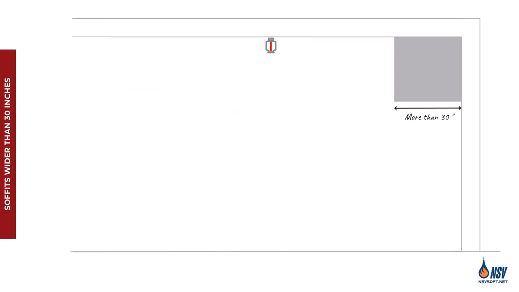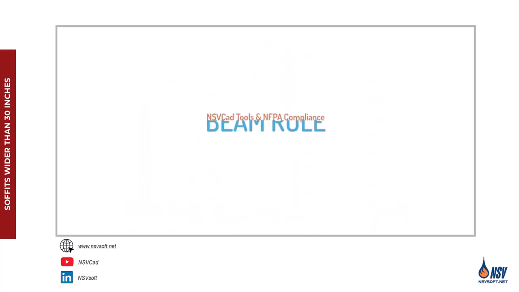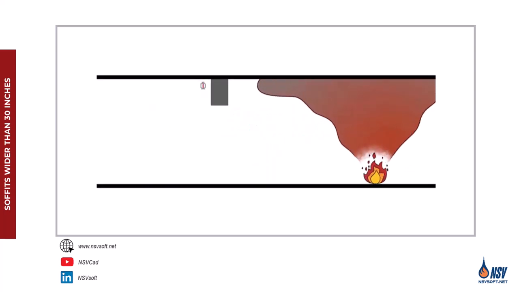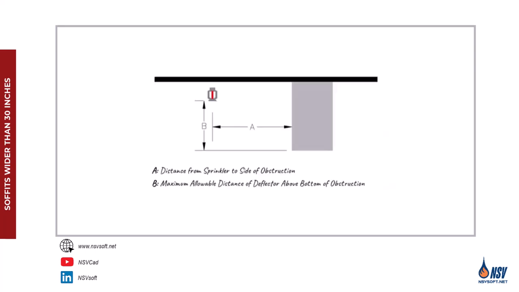Although NFPA 13 does not provide a specific guideline for soffits wider than 30 inches, we know that the Soffit rule is derived from the beam rule. This means that by applying the beam rule, supplemental sprinklers are not required. The NSVCad team has recorded another video discussing the beam rule and providing a detailed examination of NFPA requirements. You can watch it on our website, YouTube channel, or LinkedIn page.